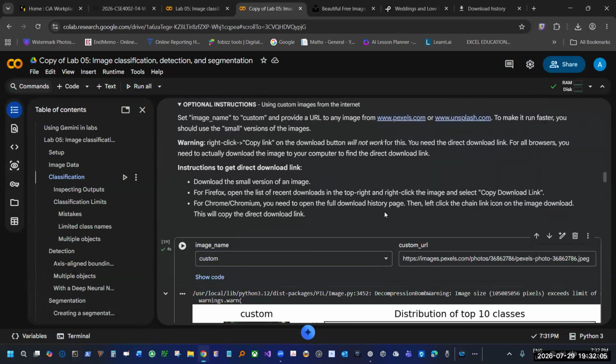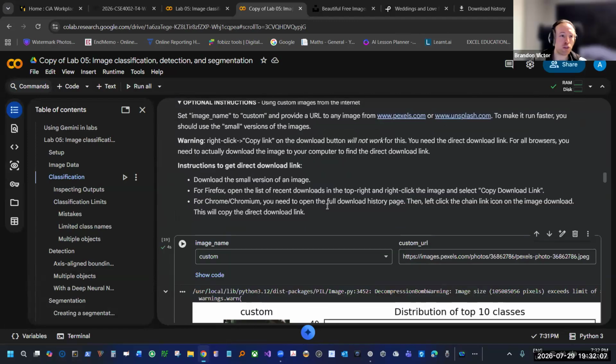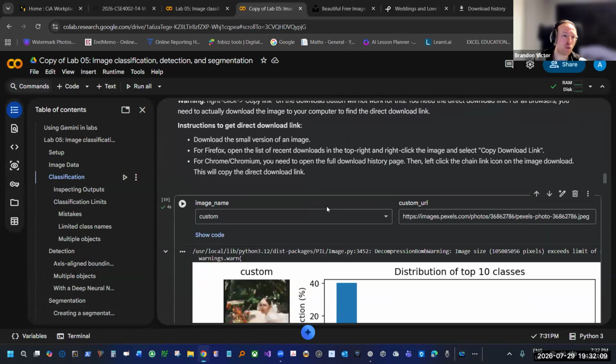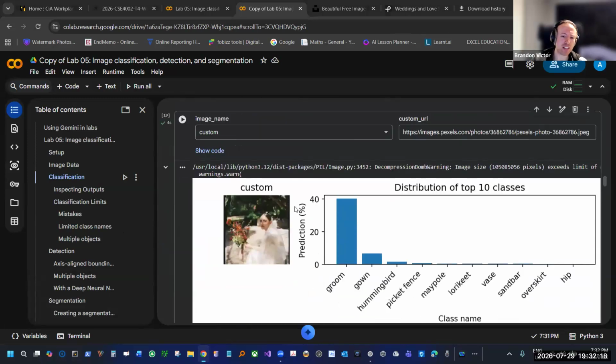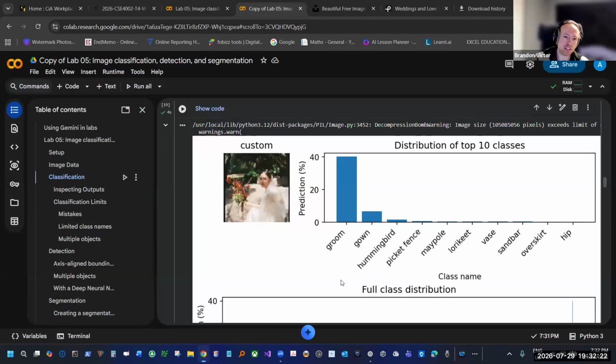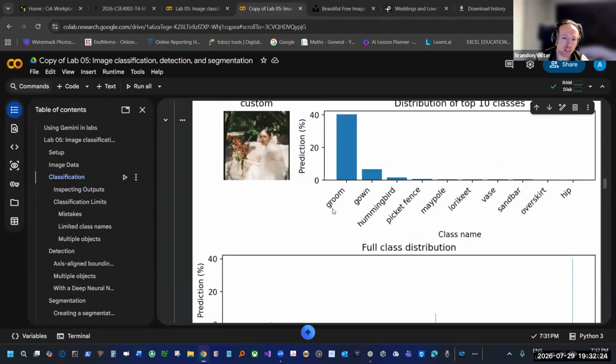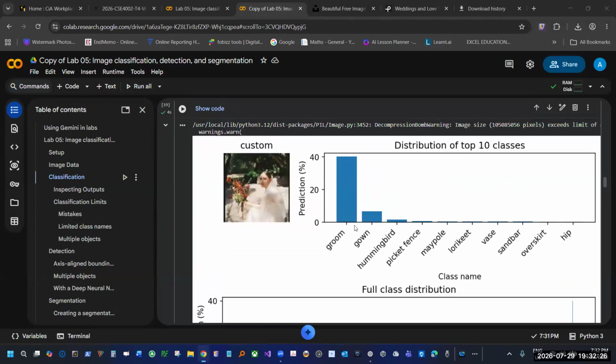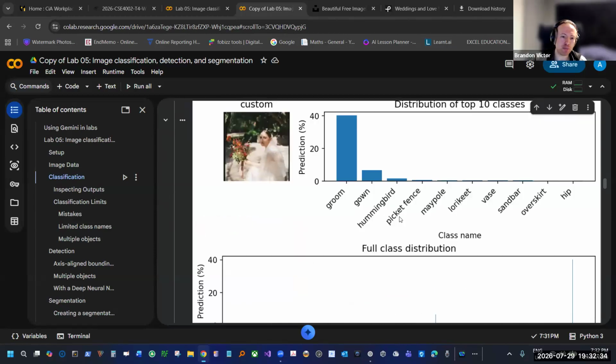Do we do this for another one or just one? This is just for you to look and understand what it's doing and to explore. There's no requirement that you try five or anything like that. So look at those distribution of classes. Does it work? Does it not work? You reckon that works? You reckon that's a groom?